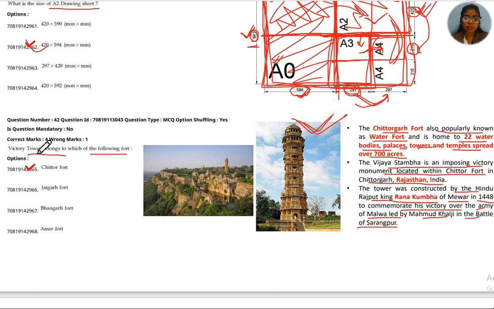So the important point is this Victory Tower's second name is your Water Fort. This Chittorgarh Fort comprises an area of 700 acres, under which they have many different kinds of water bodies, palaces, and temples. That's it. And this tower is known as your Vijayastham, and it was constructed by the king whose name was Rana Kumbha of Mewar.